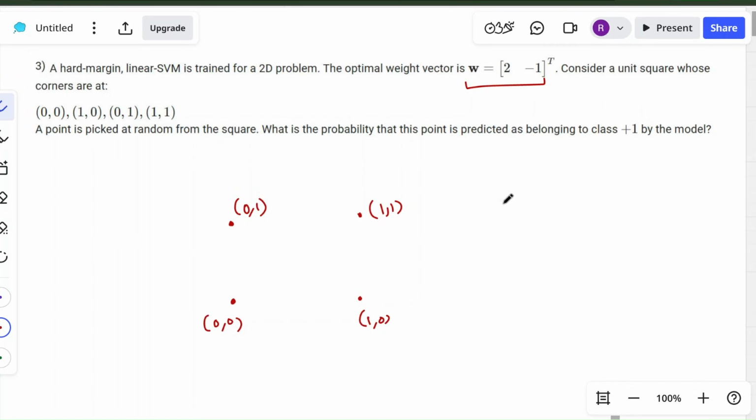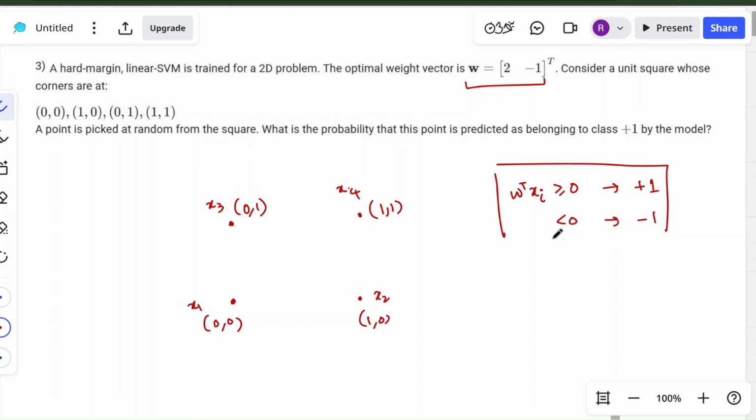So what will be the prediction when W transpose Xi, right? Let me name them X1, X2, X3, and X4, right? And when W transpose Xi is bigger than or equal to 0, then the prediction is plus 1. If it is strictly less than 0, then it is negative 1. That is the prediction rule. Now, again, what will be W transpose X1? It will be negative 1. So it will be predicted minus 1. This is my minus 1.